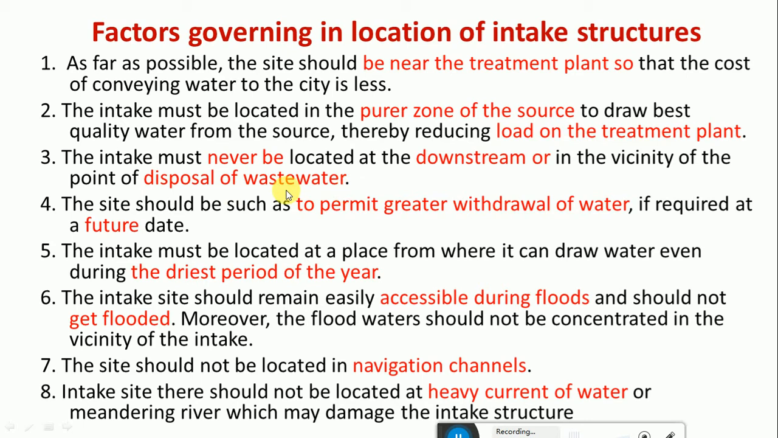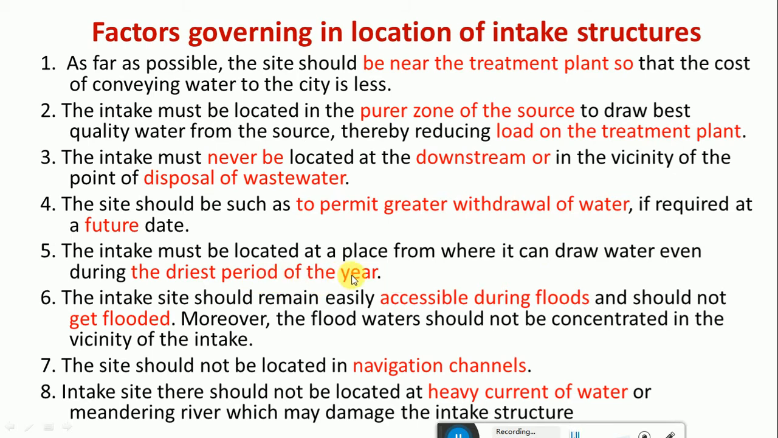Okay, so this should be taken into account, and we should locate the intake in such an area where we can withdraw more water, even if it is required for a future date. So we should locate this as per the requirement of greater withdrawal, even in the future period. If you require more water, then the intake should be located in such a way that we can withdraw more water, and the intake must be located at a place from where it can draw water even during the dry period of the year.